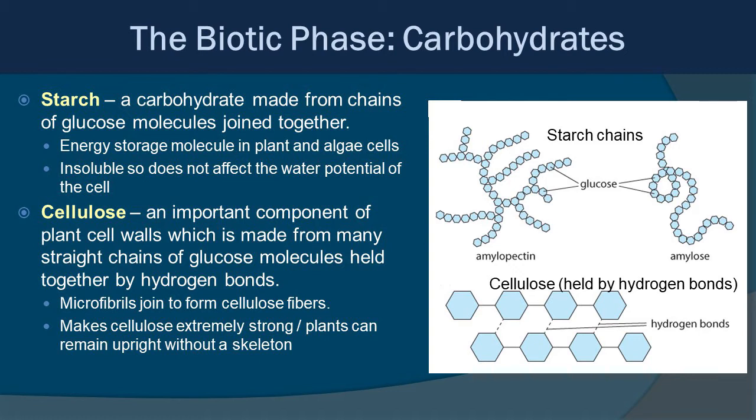Now, these are energy storage molecules in plants and algae cells. They are insoluble, so it doesn't affect the water potential of the cell itself. Now, cellulose is an important component of the plant cell walls, which is made from many straight chains of glucose molecules held together by hydrogen bonds. And if you look on the bottom right, you'll see that chain of glucose, two of them held together by the hydrogen bonds. Now, these are essentially microfibrils that join together to form cellulose fibers. It makes cellulose really strong, and plants can remain upright without a skeletal system, at least in the terrestrial world, but it also works when you look at things like seagrasses and whatnot as well.